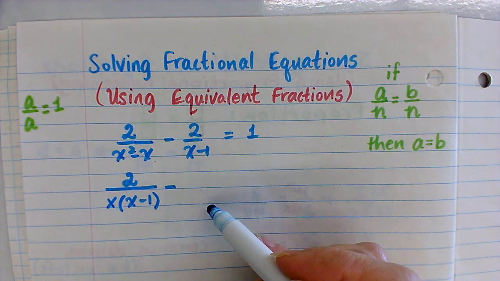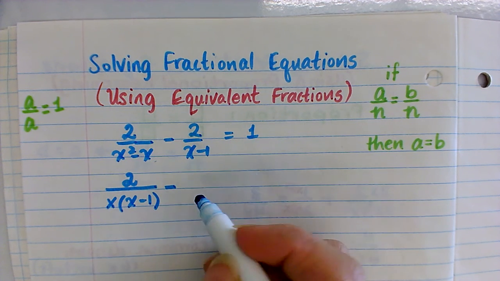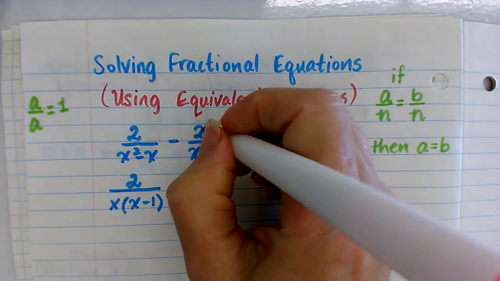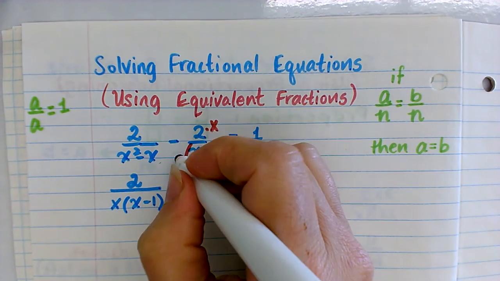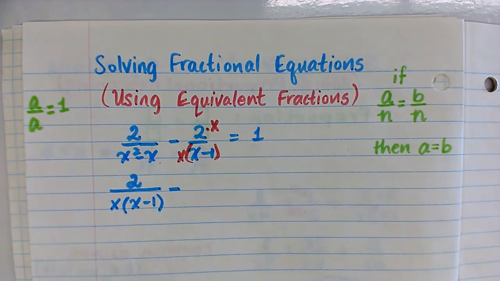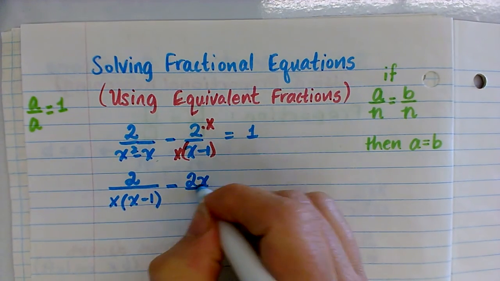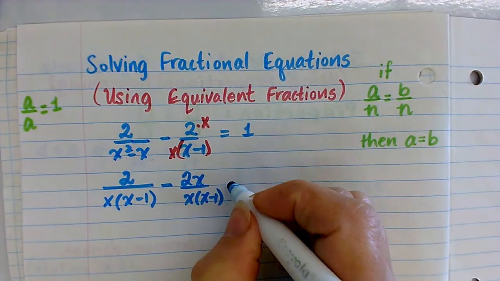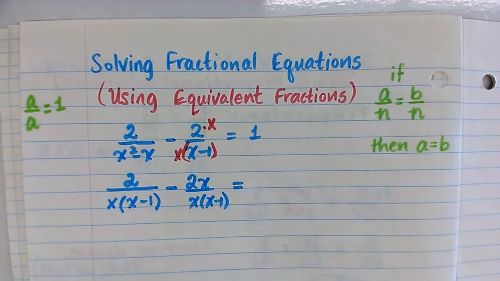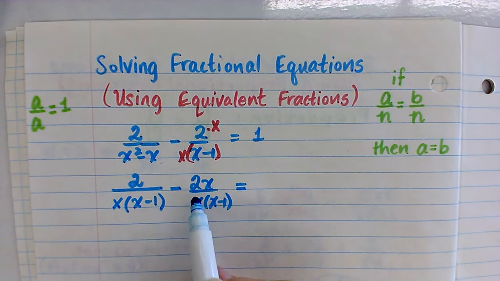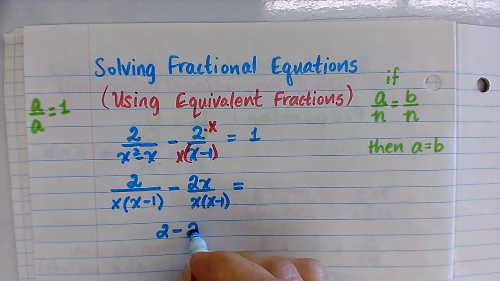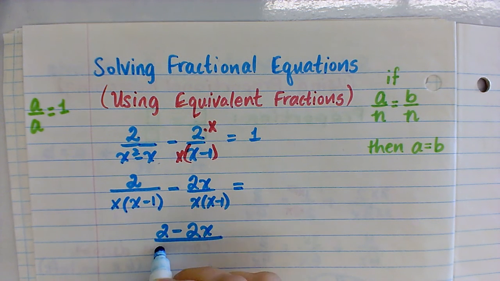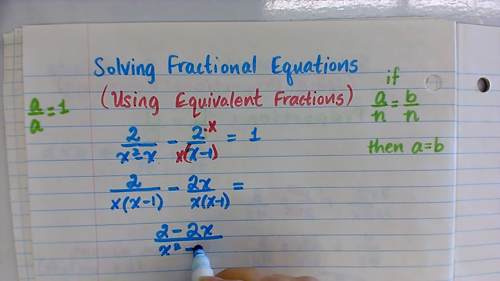So I can make them have equal denominators if I multiply the second fraction by x. I'm going to do that: times x and times x. So I've got 2x over x minus 1, which would allow me to combine this into one fraction on the left-hand side. And I can leave this as x squared minus x, that's fine.